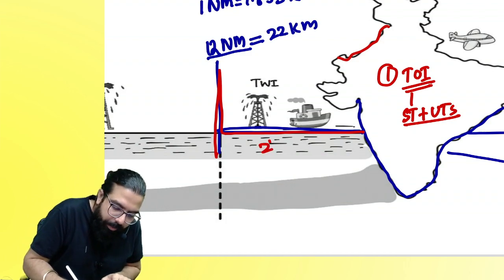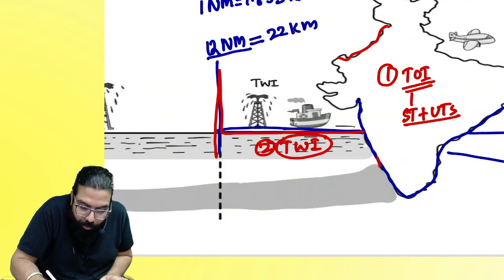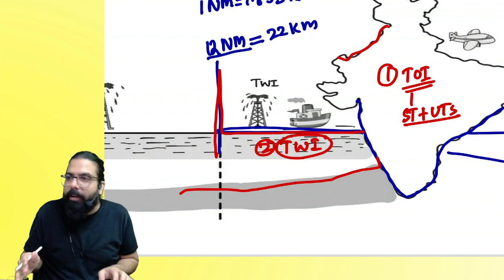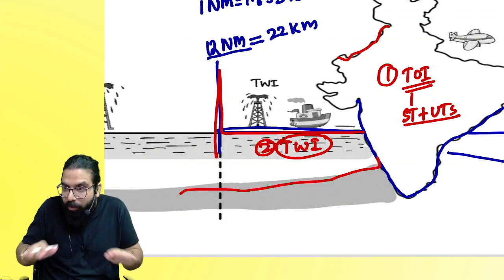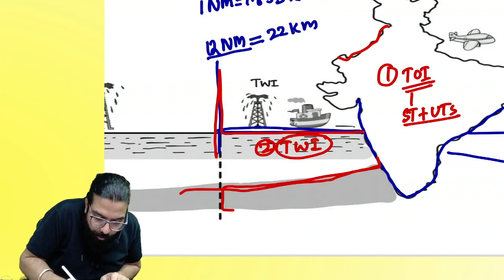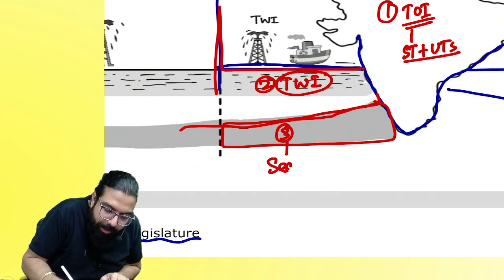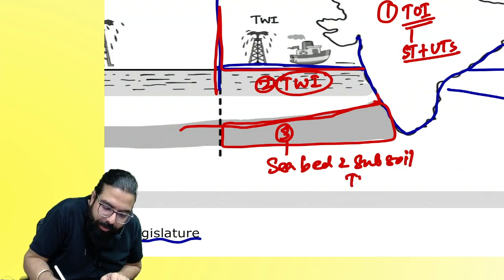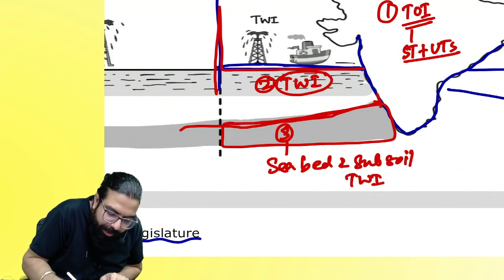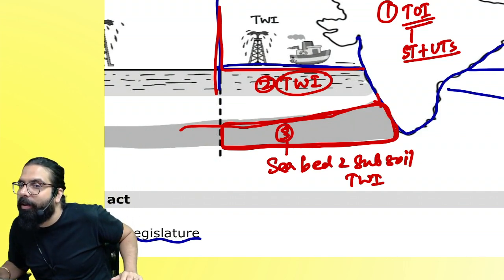So the second one is territorial waters of India. Tell me one thing: this landmass which is there, don't you think it will continue like this? Do you think India finished over here only? No, the land will continue. That land which is below the territorial waters is known as seabed and subsoil under the territorial waters of India, and this is also included in the definition of India.